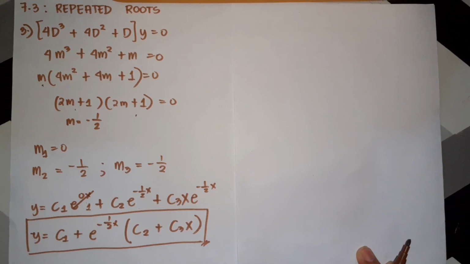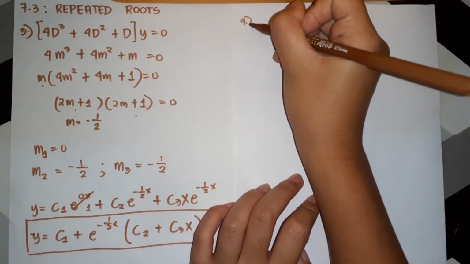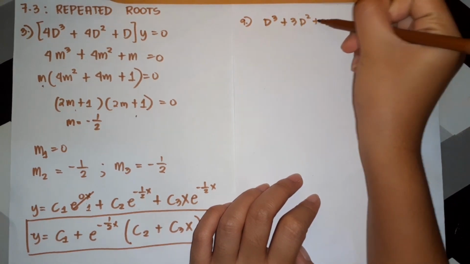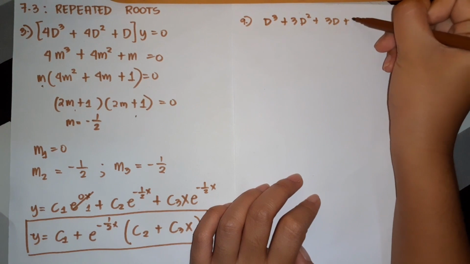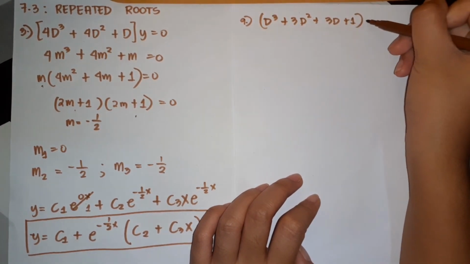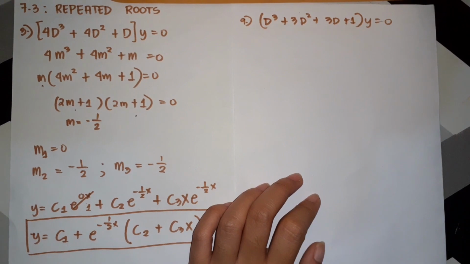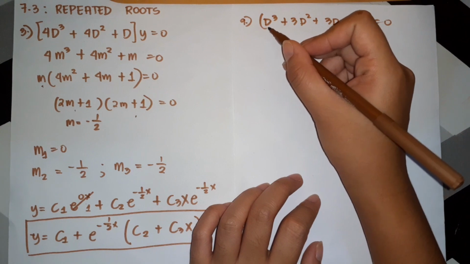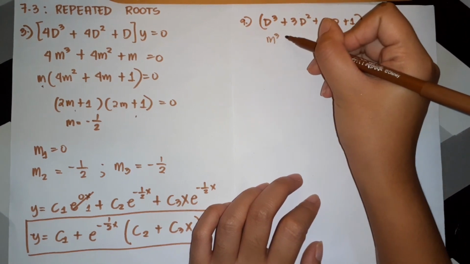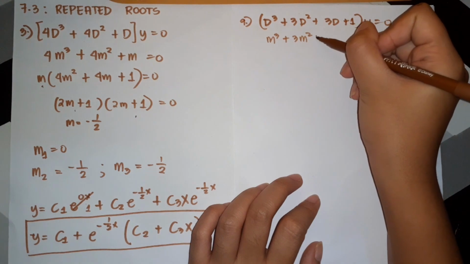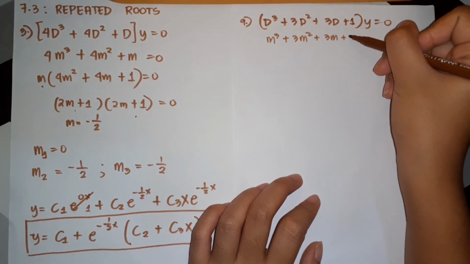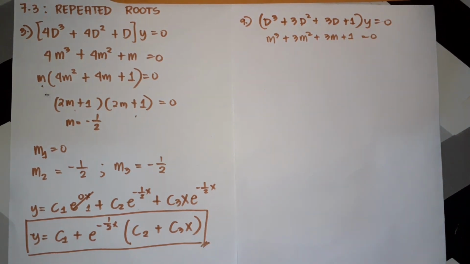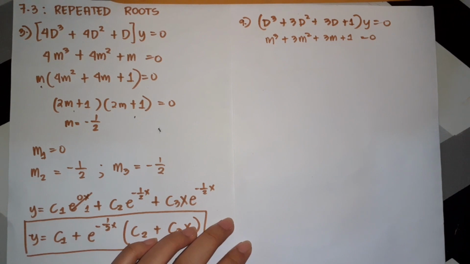So we have here another example. Number 9 is D cubed plus 3D squared plus 3D plus 1 times y is equal to 0. So again, we will just change D into m. So this will be m cubed plus 3m squared plus 3m plus 1 is equal to 0. So in getting the roots of this differential equation, we will use synthetic division.